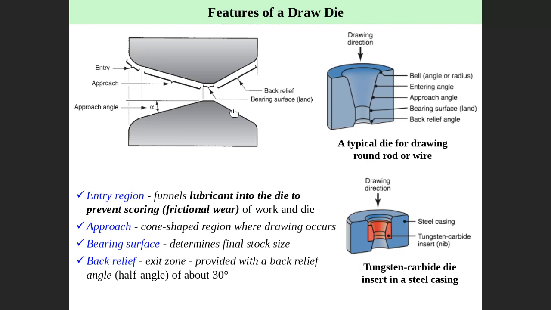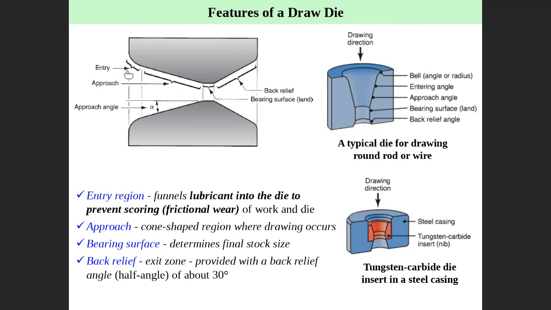This is a die, actually. This is the feature of the die: the entry region, the approach region, and then here we have the bearing area, and finally the back relief area. These are the four features in a die.